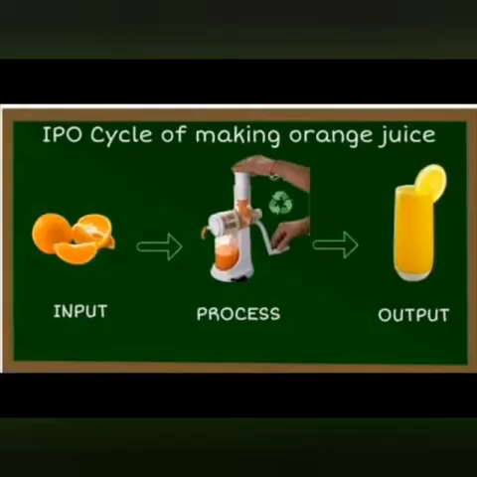Let us see an example of making orange juice. Here in the input there are oranges. If you want, you can take sugar with it if required. And then step 2 is the process. For processing, you need to add the ingredients in the blender. And after that, step 3 is the output, the glass full of orange juice.